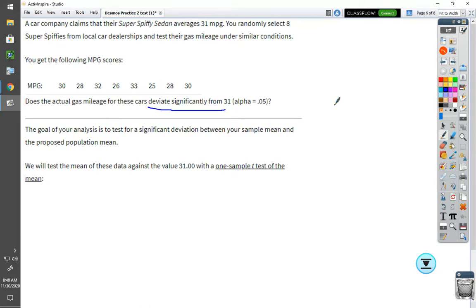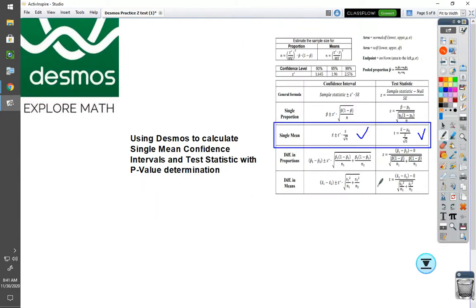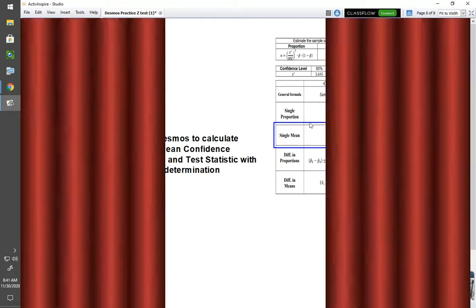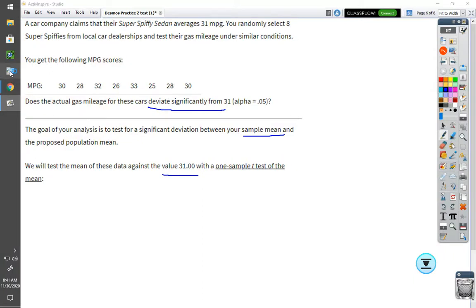The goal of your analysis is to test a significant difference between the sample mean, which we don't quite yet have, and the proposed population mean. We will test the mean of these data values against 31, and again, we'll use an alpha level of 0.05. We're performing a one sample t-test of this data. So the first thing we're going to need, if we look back at our formula, is two things. We're going to need a sample mean, x bar, and we're going to need a standard deviation, s. So we're going to go to the calculator of Desmos, and we're going to find these values.